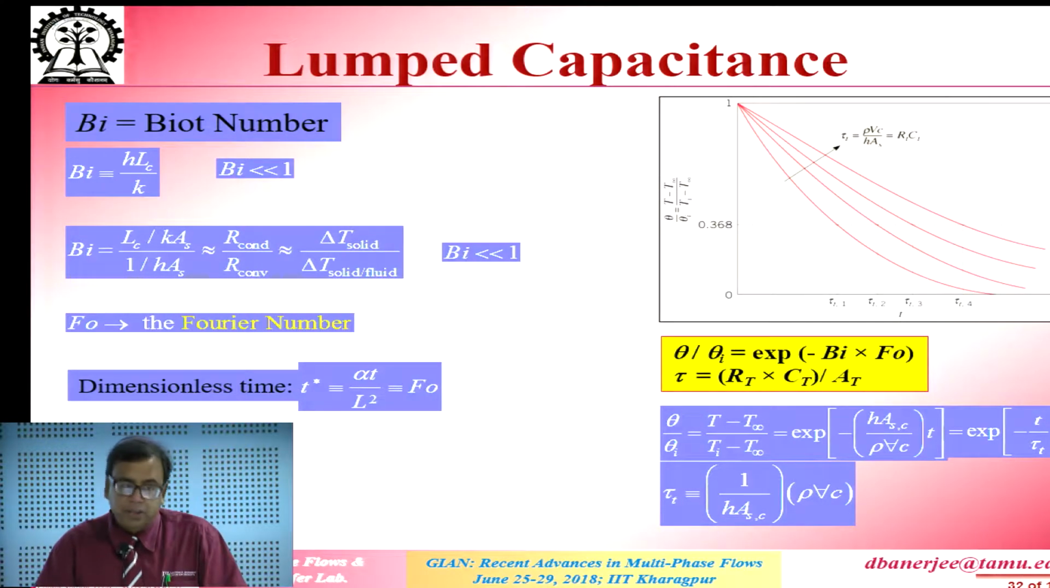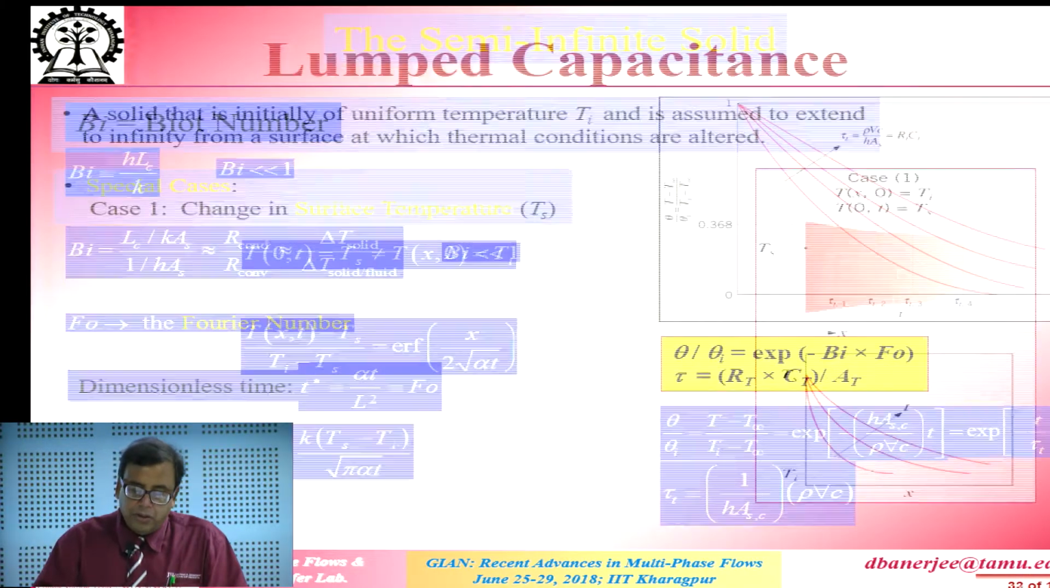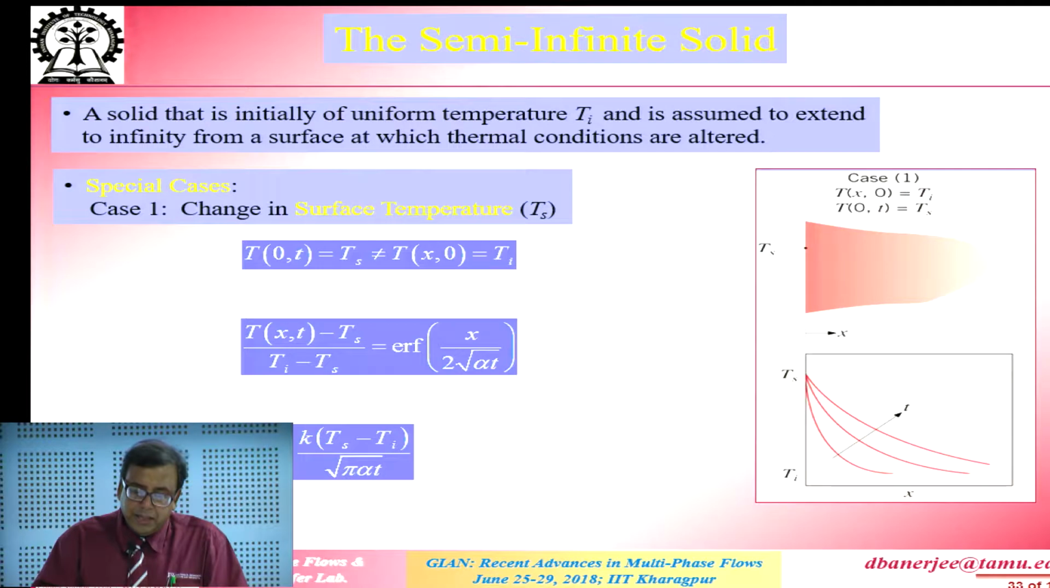Now if you look at the time constant on a per unit area basis, it is a function of the product of the thermal resistance and the capacitance, and then the surface area of this particular object is in the denominator. So this is the equation we will come back and use once again when we do molecular simulations. And then there is a concept of a semi-infinite solid.